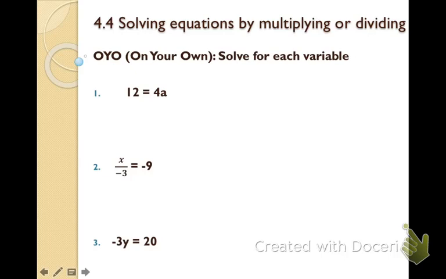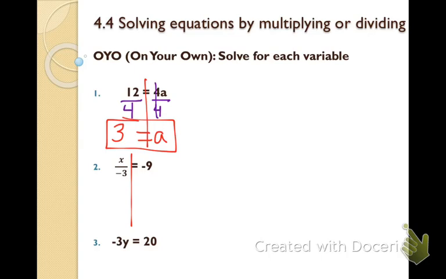On your own, I want you to take a second, copy the equations down, and show your work to solve and find the solution to each equation. Okay, I'll work through these very quickly. To get rid of times 4, I divide by 4. Golden rule says I have to do it to both sides. A equals 3.